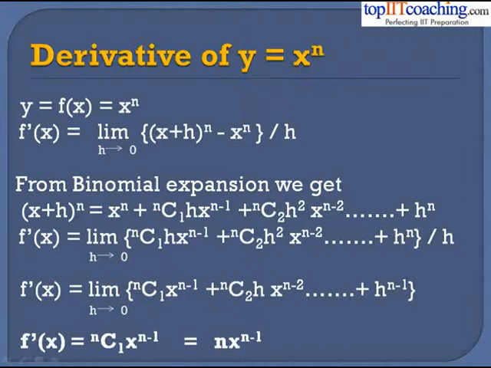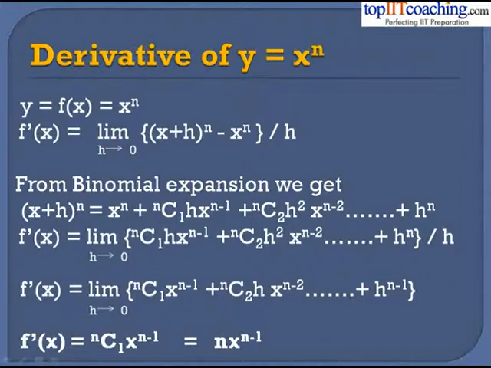So the value of f dash x is equal to nC1 into x to the power of n minus 1. Now nC1 is equal to n factorial divided by (n minus 1) factorial, which is equal to n. So the value of f dash x is equal to n into x to the power of n minus 1. Thus the derivative of y equal to x to the power of n is equal to n into x to the power of n minus 1.